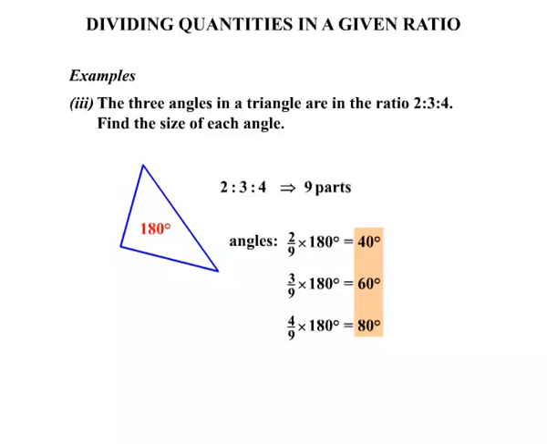So there we have the angles as 40, 60 and 80. We'll write that down. The size of the angles are 40 degrees, 60 degrees and 80 degrees. And if we check that, if we add the 3 up, we do come up with 180 degrees as we thought.